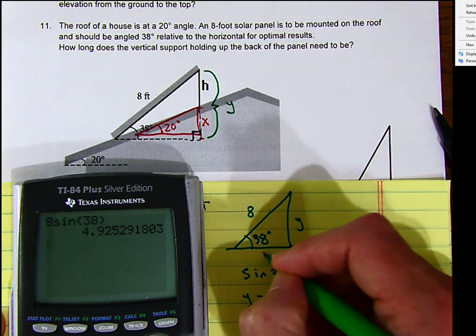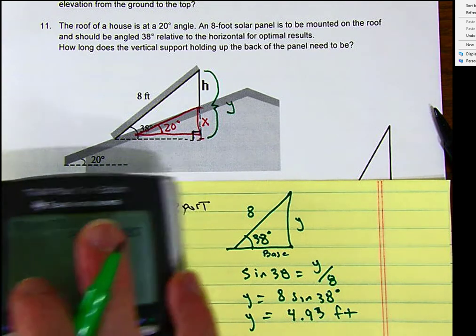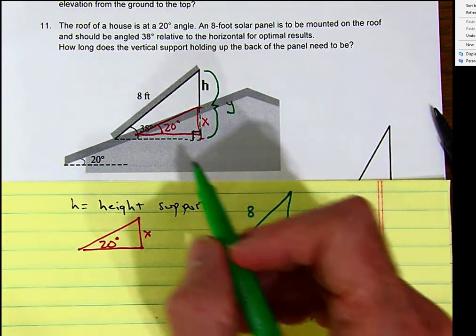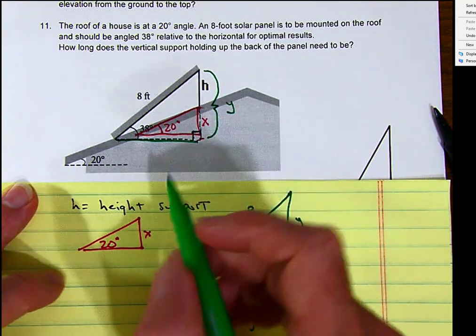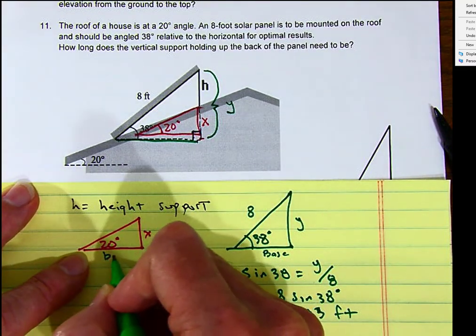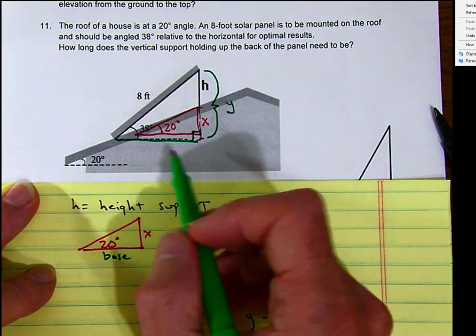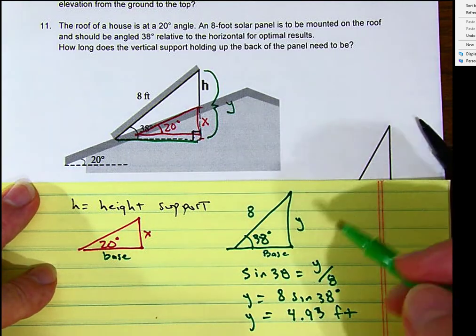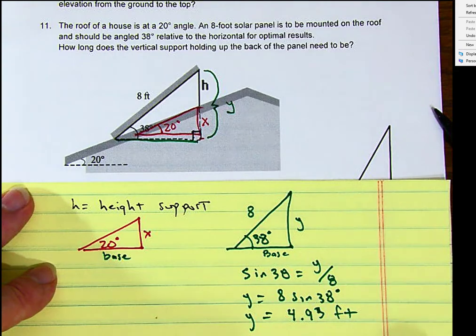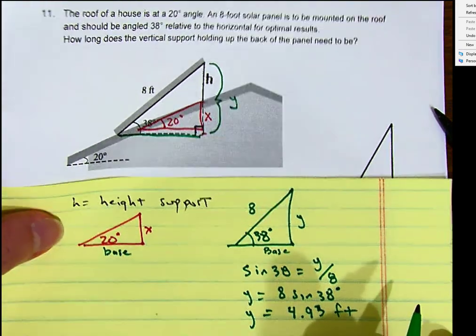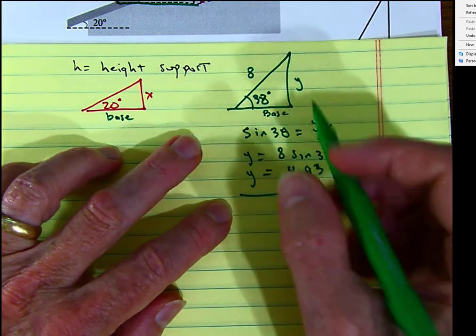But wait, this is the base. And that base on the green triangle is the same base on this triangle. So the red and the green triangles share this same bottom part. So we can use the green triangle and solve for that value. So let's do that. That'll be our second step here.